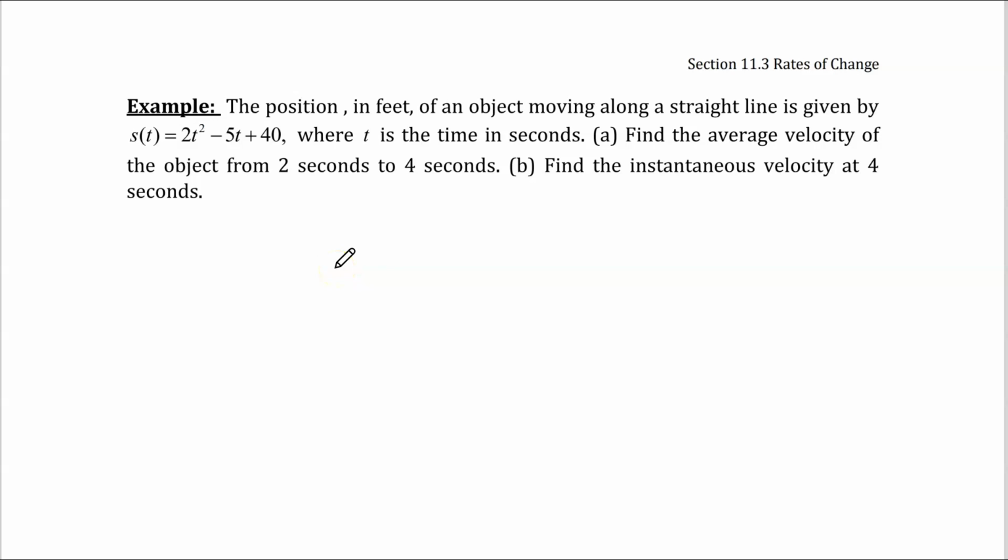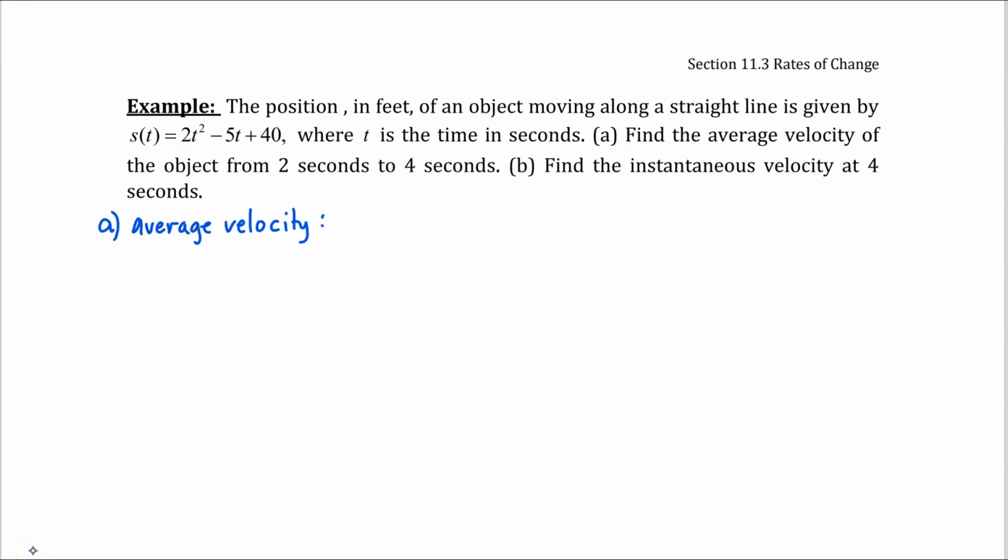Consider the example. The position in feet of a moving object along a straight line is given by s of t equals 2t squared minus 5t plus 40, where t is the time in seconds. Find the average velocity of the object from 2 seconds to 4 seconds, and then find the instantaneous velocity at 4 seconds.